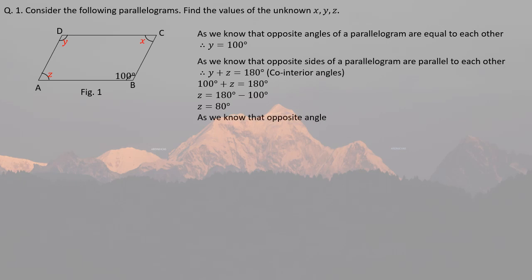Now again, angle A and angle C are the opposite angles of a parallelogram, which says that they must be equal to one another, meaning x and z are equal. So z we already know is 80 degrees, therefore x should also be 80 degrees. So we found out the value for x, y and z.